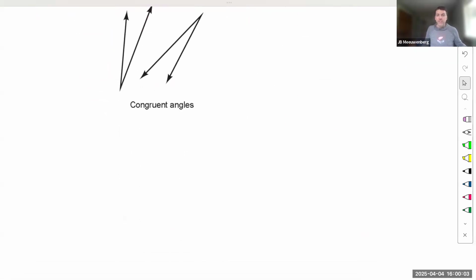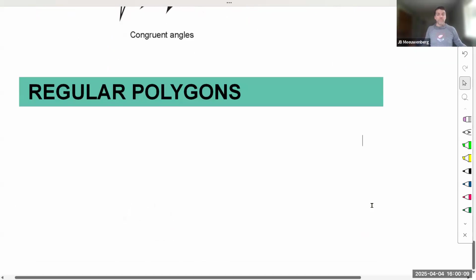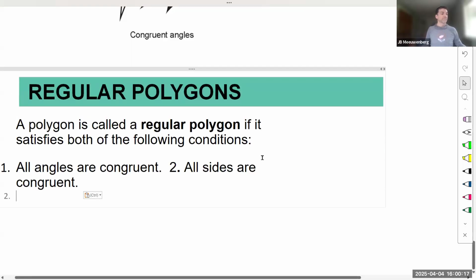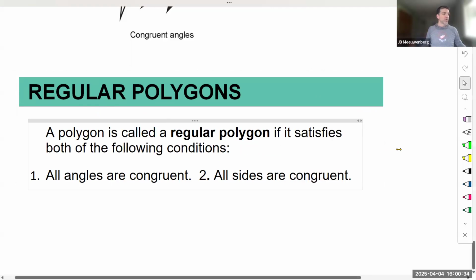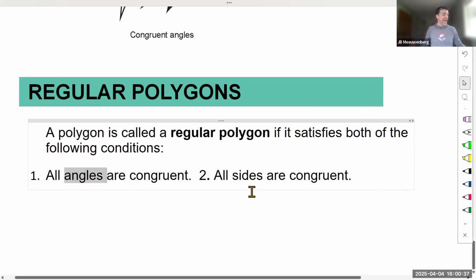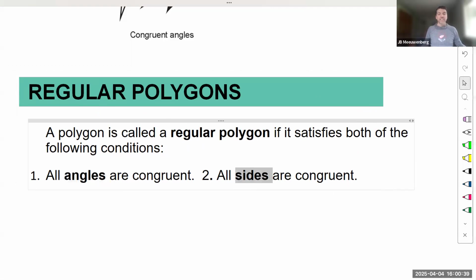So let's extend this to the conversation of polygons, specifically something we call regular polygons. A polygon is a regular polygon if it satisfies two conditions. One is that all the angles are congruent, and two is that all the sides are congruent. So regular polygons have angles that are congruent and sides that are congruent. Here is what a few of them would look like.